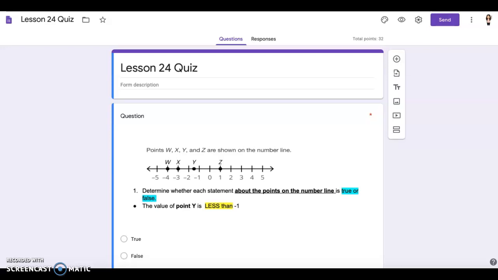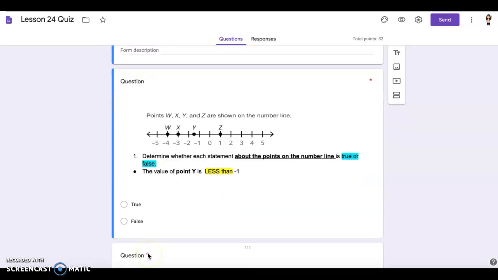Lesson 24 quiz. Points W, X, Y, and Z are shown on the number line. Determine whether each statement about the points on the number line is true or false. The value of point Y, which is right here, which is negative 1.5, is less than negative 1. True or false?